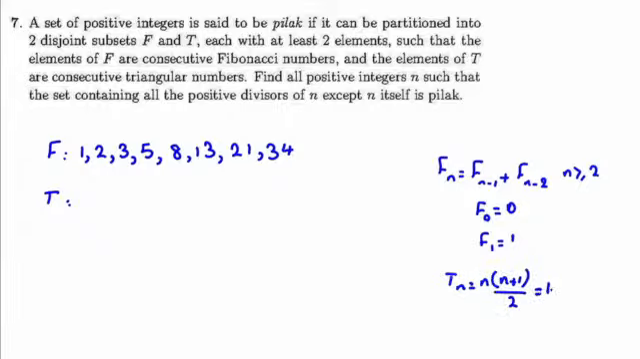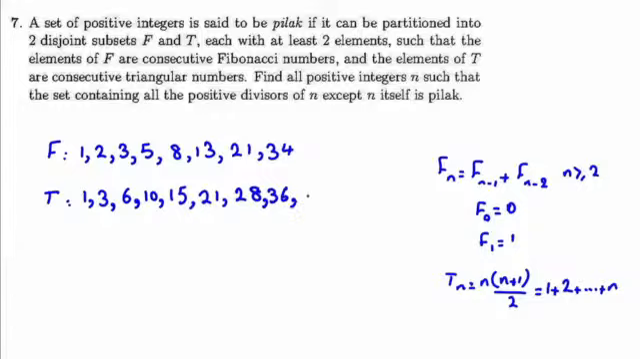Or we can say the sum of 1 to n. So T1 is 1, 1 plus 2, 3, 1 plus 2 plus 3, 6, plus 4, 10, plus 5, 15, plus 6, 21, plus 7, 28, plus 8, for example, 36, plus 9, 45.